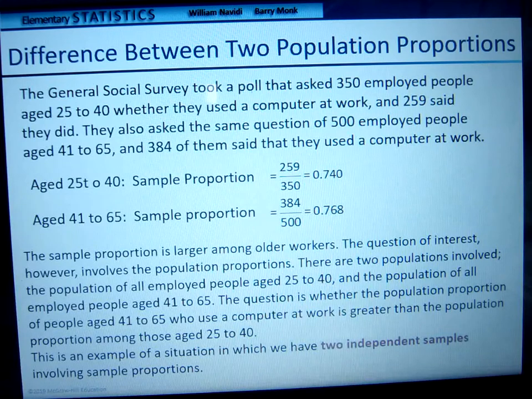Looks pretty similar. Let's see. So the sample proportion is larger among older workers. The question of interest, however, involves the population proportions. Are the two proportions involved, the population of all employed people ages 25 to 40 and the population of all employed people 41 to 65? The question is whether the population proportion of the people aged 41 to 65 who used a computer at work is greater than the population proportion among those aged 25 to 40. So this is an example of a situation where we have two independent samples involving sample proportions.